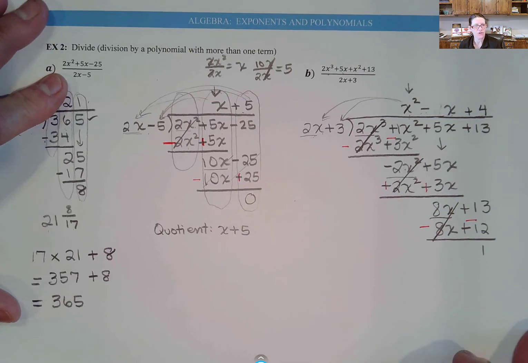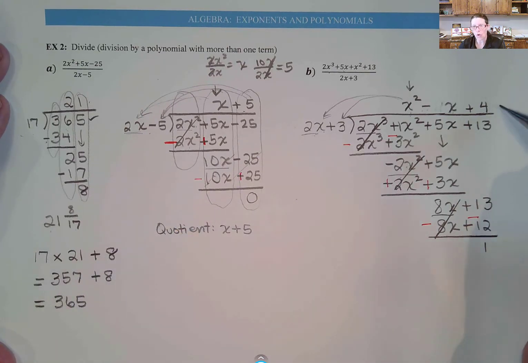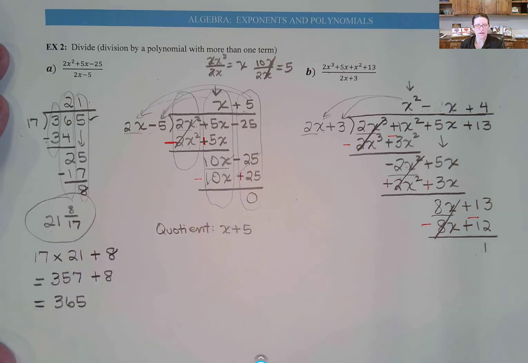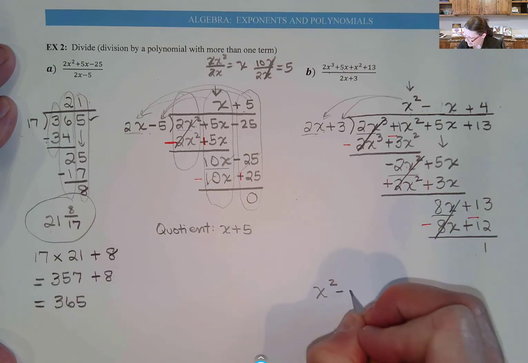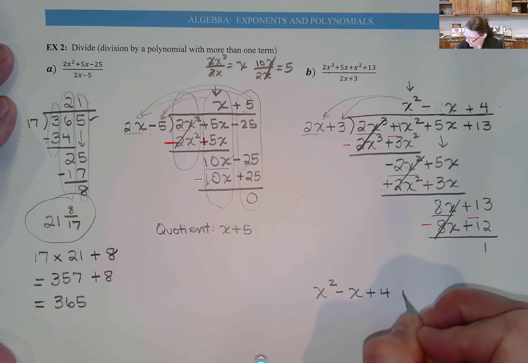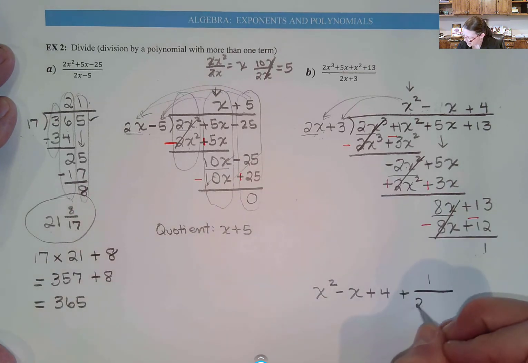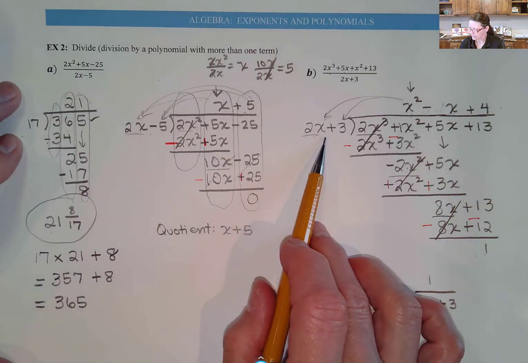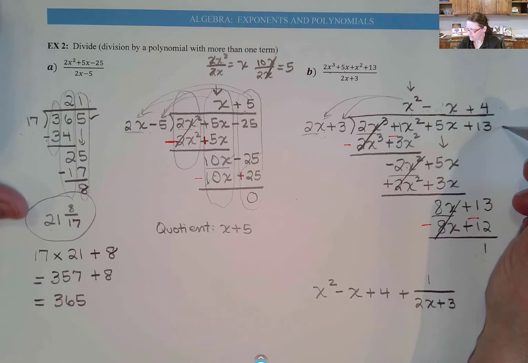So this problem has a remainder, which makes it a little bit different from part A. We're going to write this answer as quotient plus remainder over divisor, just like we did with our number division. So here comes our answer. Quotient x squared minus x plus 4 plus remainder 1 over divisor 2x plus 3. If we wanted to check, we could do that. Multiply your divisor times quotient plus remainder, and notice that you get the dividend.